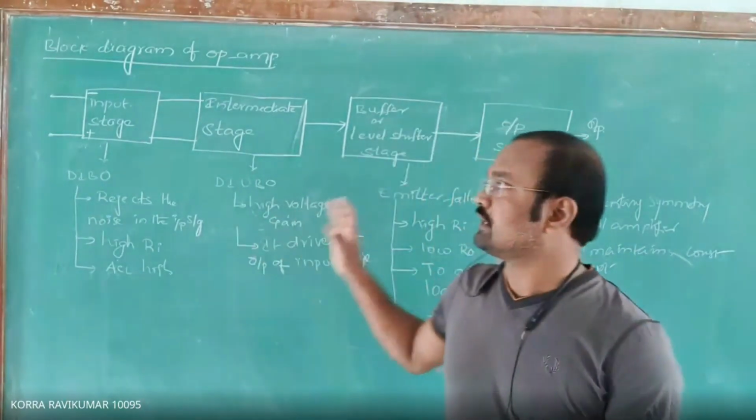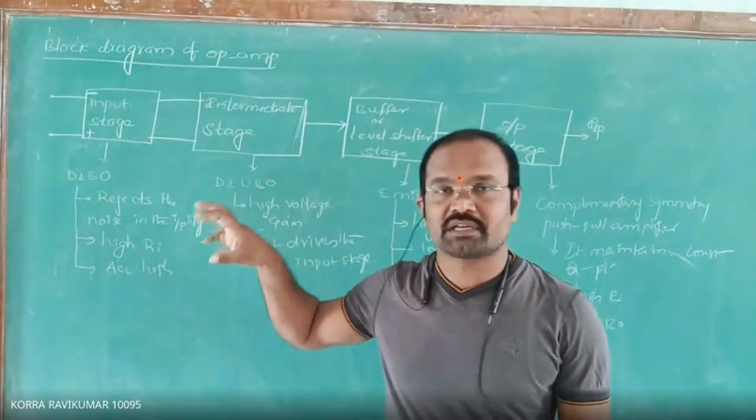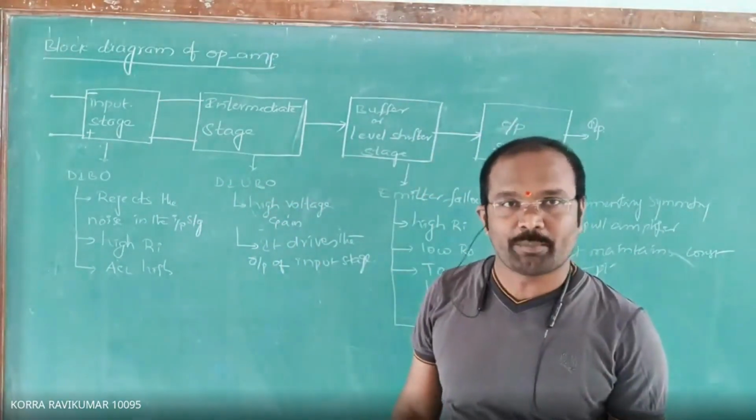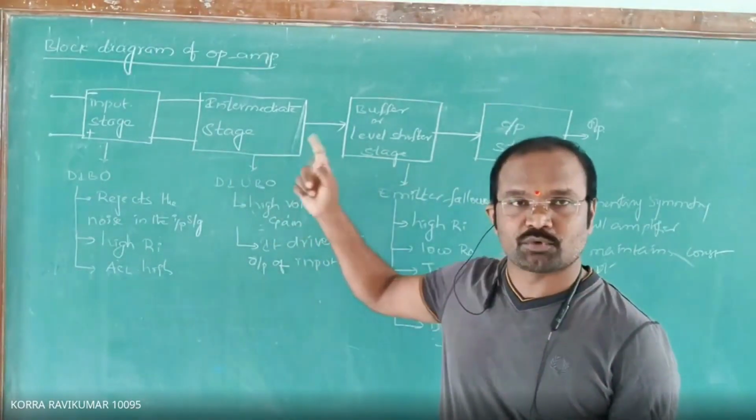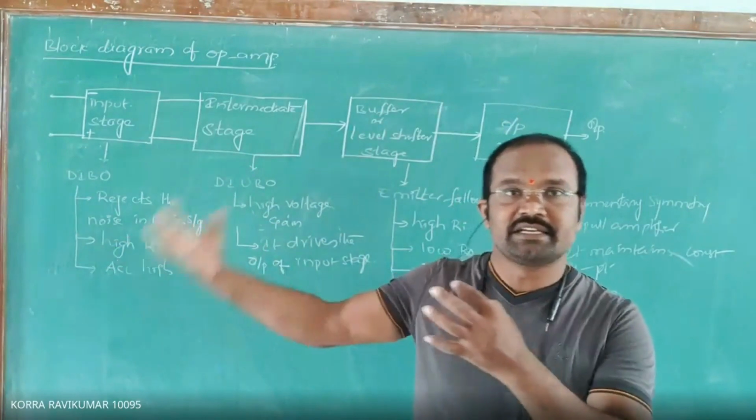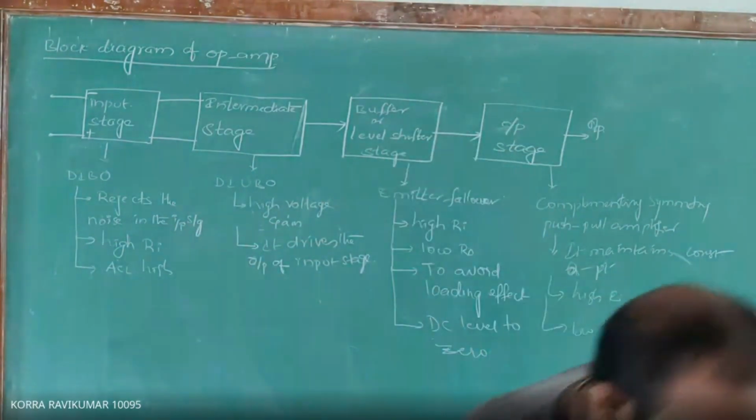So this is the overview of the block diagram of the op-amp. Now let us see it block by block. Let us discuss each block internally by taking its internal circuit. Okay?